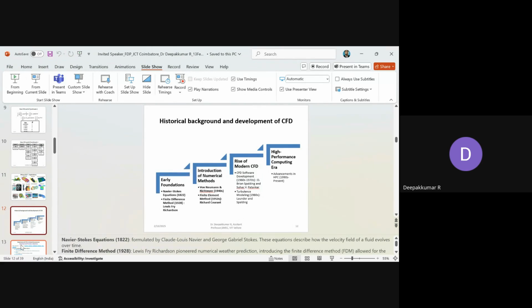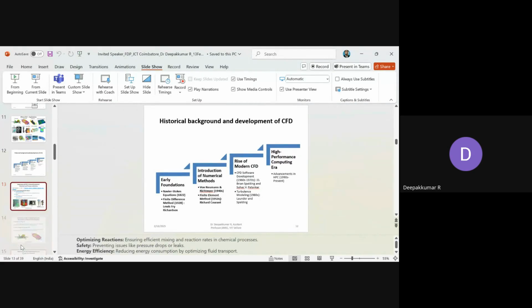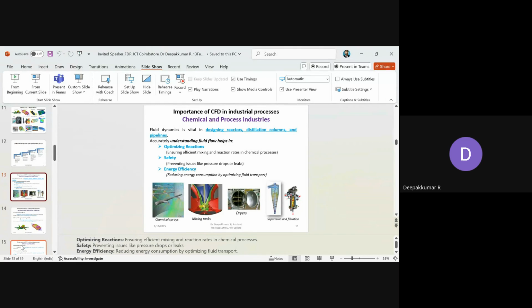In the current scenario, in the high performance computing era, with the help of high performance computing we are able to solve more realistic problems, and turbulence model capturing is still challenging and is advanced research. And these are the developments of CFD in various timeline periods. And the importance of CFD in industrial processes, particularly in chemical and process industries.